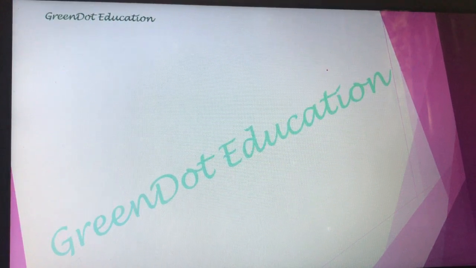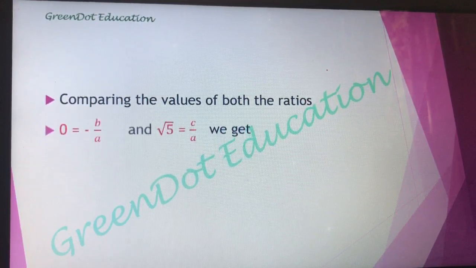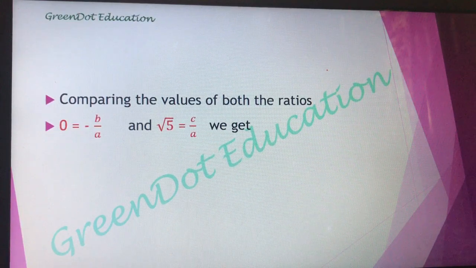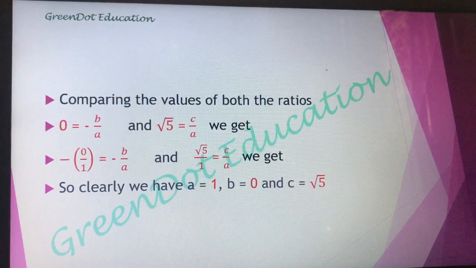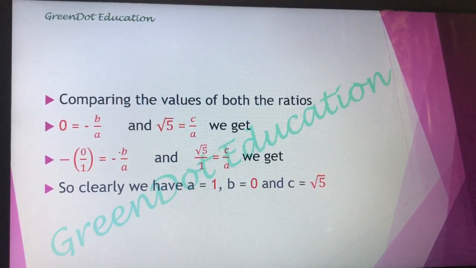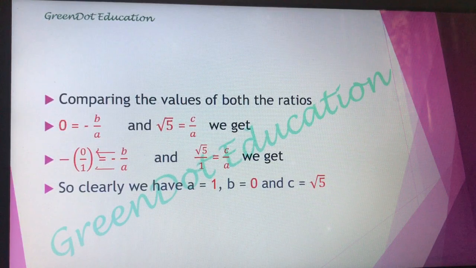Now comparing the values of these ratios, we get 0 is equal to minus b by a and root 5 is equal to c by a. From this we can also write it as minus b by a is 0 by 1, and square root of 5 upon 1 is equal to c by a. So clearly we have the values for our coefficients. From these ratios we can say that the value of b is 0 and the value of a is 1 and the value of c is square root of 5.